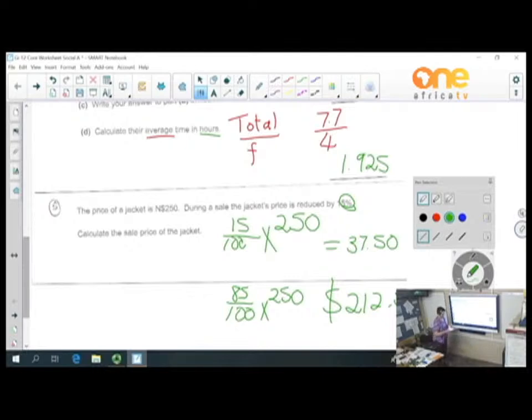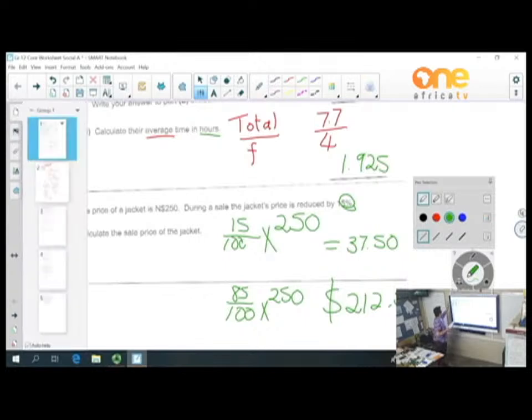$212.50 for that one. Right. The next one.